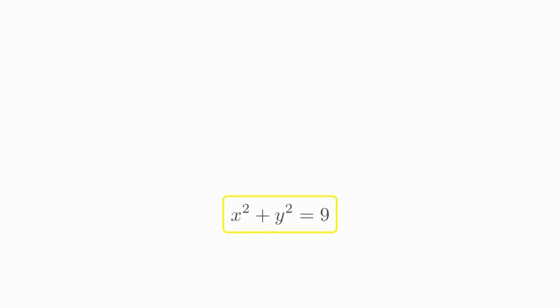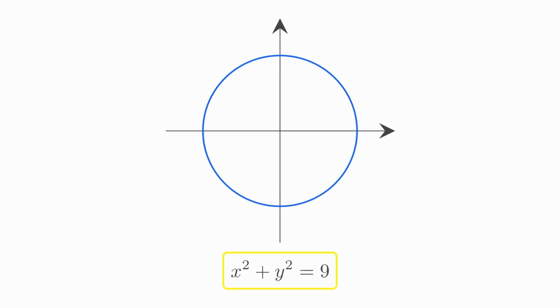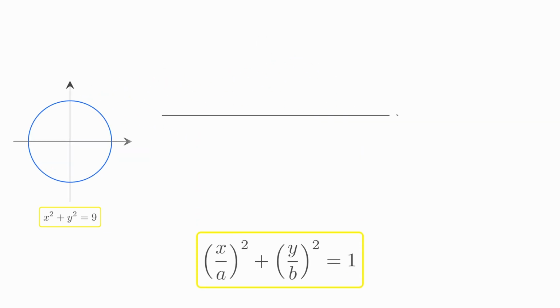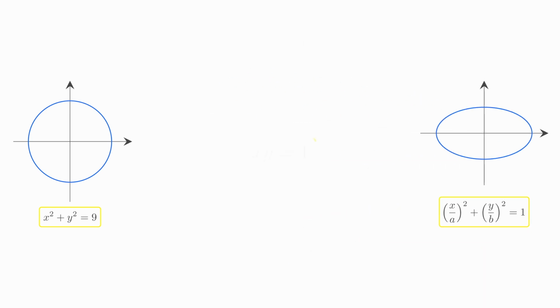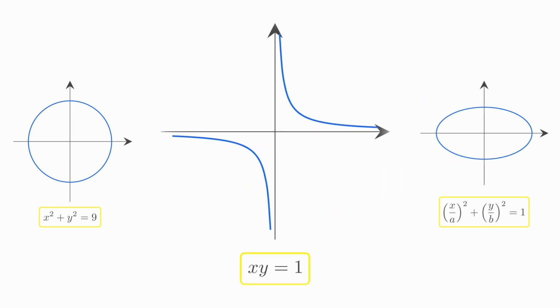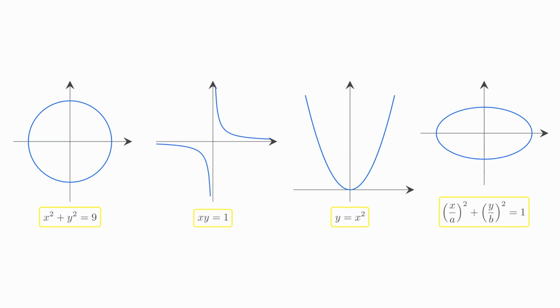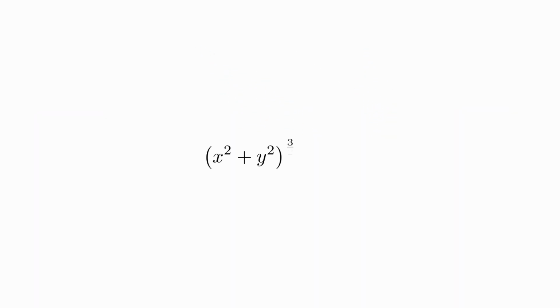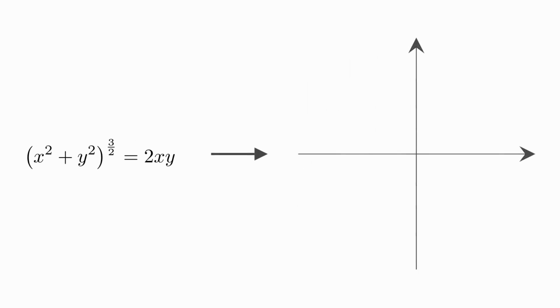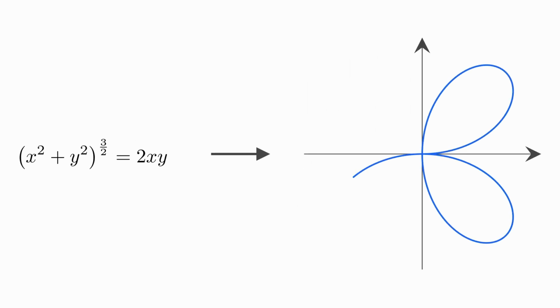We might have some idea that this is the equation of a circle, this of an ellipse, this represents a hyperbola, and this a parabola. But how does an equation like this create such a unique yet fascinating curve? That's what we are going to explore today.